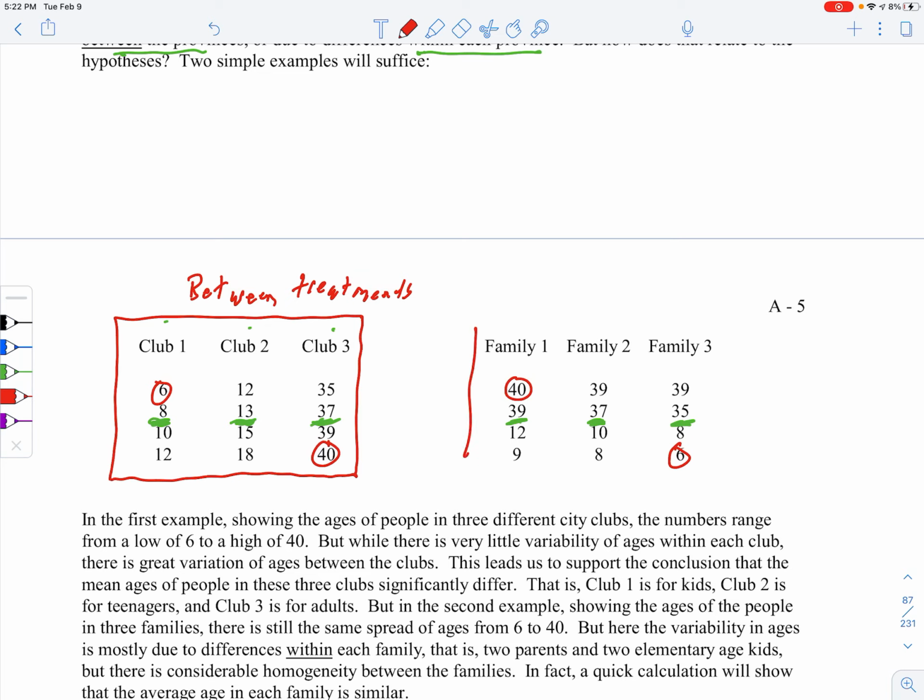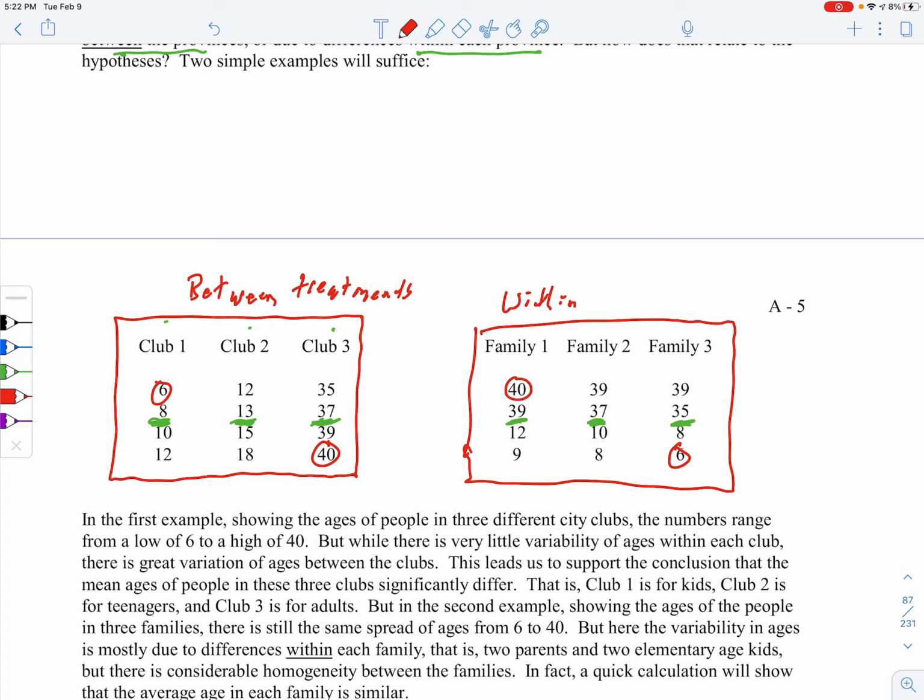Now let's take a look at 3 families. In this particular case, again, the numbers are a little different, but they still run from 6 up to 40. And the question is, where's the variability? Is it between families or is it within families? Here we would see that the variability in ages is mostly because of differences within the treatments. In a family, you've got a wide range of ages, in this case going from 9 to 40, 8 to 39, 6 to 39, right? Because you've got the kids and you've got the adults.